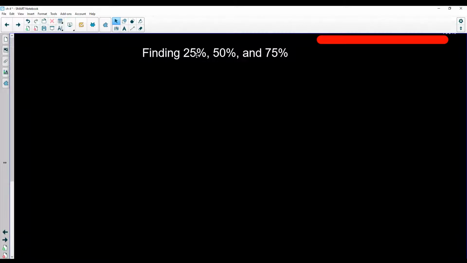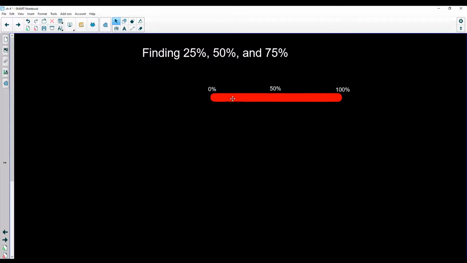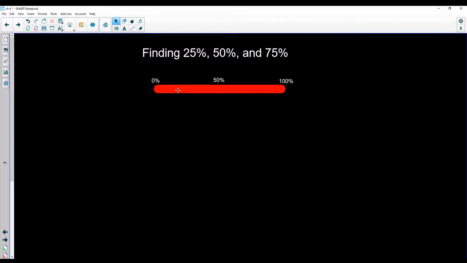Usually you could just use your calculator for this, but I'm going to show you some methods and some strategies to do mental math, right? So some of the easiest ones are to find 25%, 50%, and 75% of a number. One of the ways that we can easily think about this is by thinking about a progress bar. Many of you have seen this if you're an avid YouTube watcher, but I'll show you how it works.